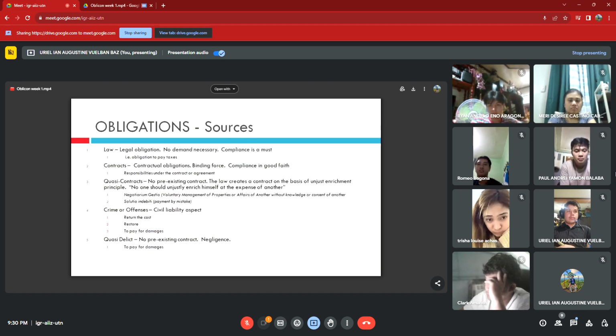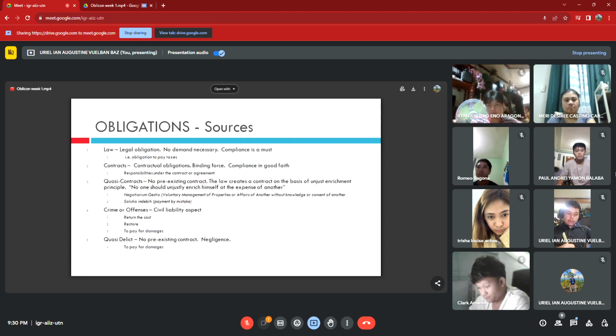Now, obligations, of course, should arise from a source. For example, you have here five sources of obligations. You have law. Second, you have contracts. Third, you have quasi-contracts. Fourth, you have crime or offenses. Fifth, you have quasi-delict. Now, law as a source of an obligation is a legal obligation. And demand here is not necessary and compliance is a must.